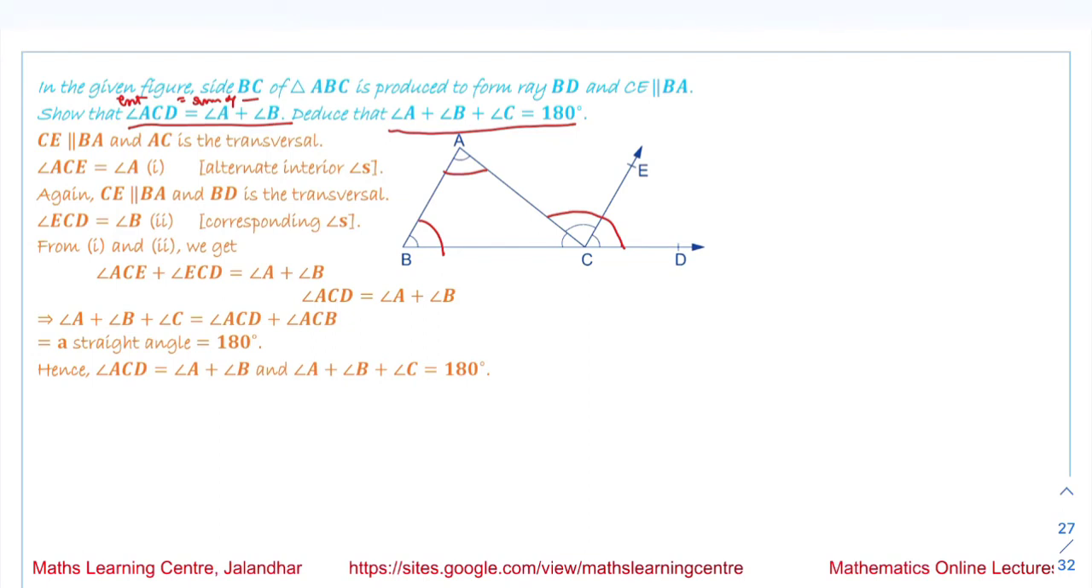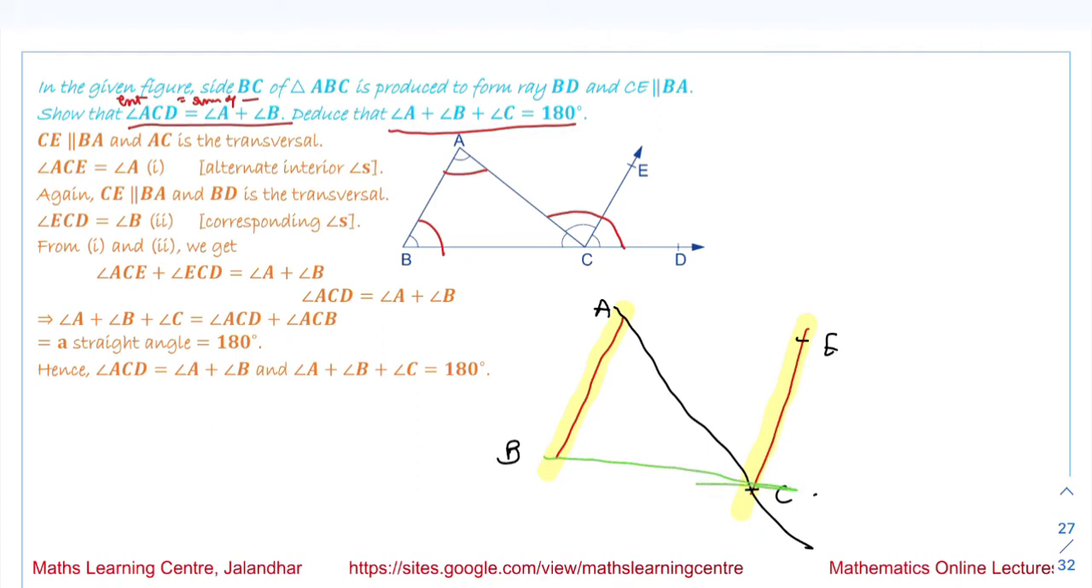What is given to us over here is that ABC is a triangle and CD is produced over here. You can try to read this question. It is not that difficult. I am just explaining what is given over here. AB is a line and EC is a line over here. So we have two transversals over here. One is AC that we have drawn, and the second transversal is BC over here.